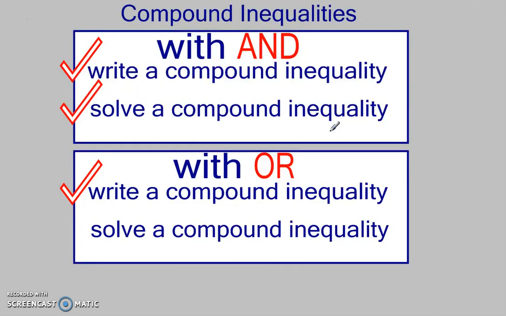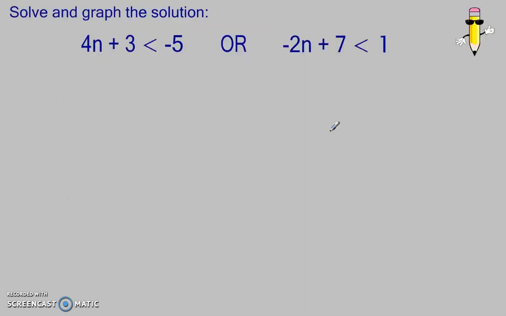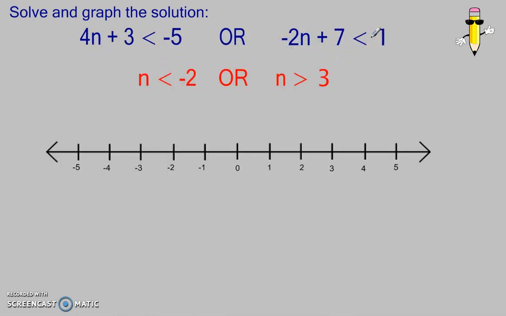Alright, now solving compound inequalities with or. Okay, both of these first have to be solved to get n by itself. Alright, so we'll circle that, and then here we're going to subtract 3, here we're going to subtract 7 from each side. That gives us n is less than -2. So we'll find -2, open circle, this way. Or n is greater than 3. There's 3, open circle, arrow goes to everything greater than 3.